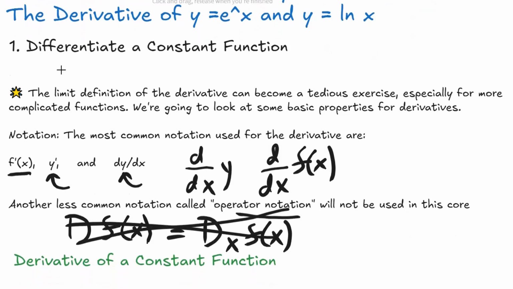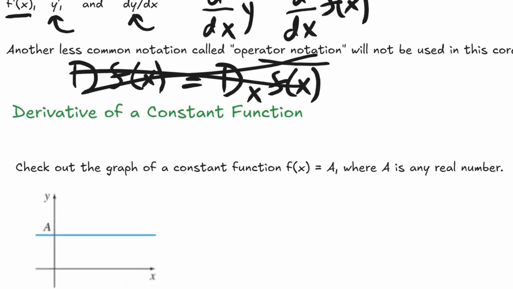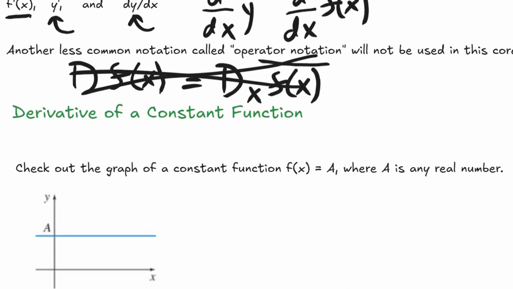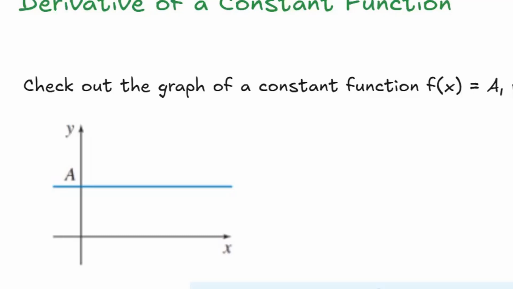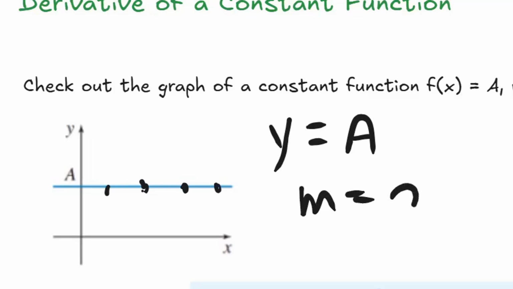So for the derivative of a constant function, we first want to look at the graph of the constant function f of x equals a, where a is any real number. One thing that's very important to notice is that the graph of a constant function is a horizontal line. So if we have y equals a, the horizontal line, no matter where I pick on the graph is horizontal, meaning its slope is equal to 0, or its instantaneous rate of change is equal to 0.